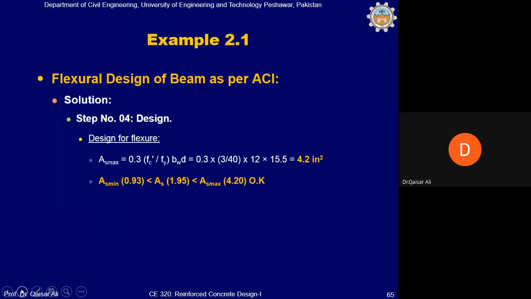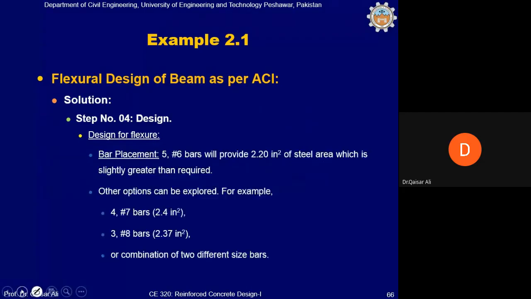Maximum reinforcement is 0.3 fc prime by fy bw d. या already अगर आप लोगों को याद हो, 2.25% of bd for grade 40 and with 3000 psi concrete. It is coming 4.2 inch square. Now the calculated area is less than the maximum and greater than the minimum, so it is okay.